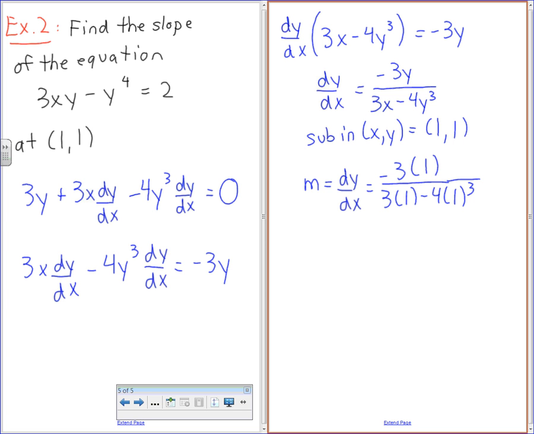No one's asked this question yet, but they normally do. These types of equations, when you get to university, will look something like this, because you're going to have two inputs into this function, which is sort of neat. But anyway, that's going to be negative 3 all over 3 minus 4, which is equal to 3.